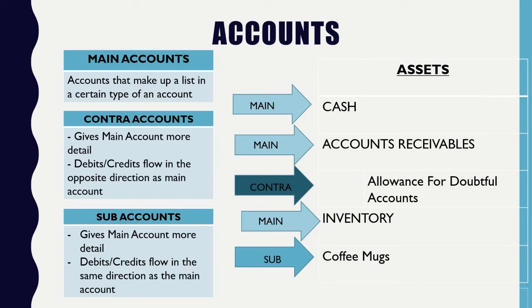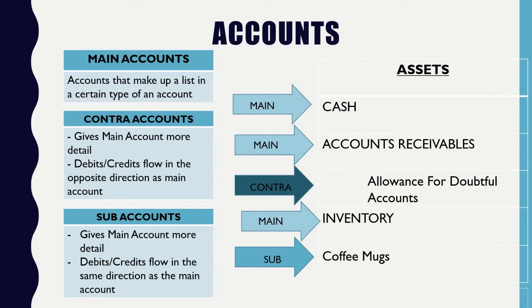So for example, if my accounts receivable, which is money that people owe to me, is increasing with a debit, then my contra account, which is the allowance for doubtful accounts, meaning my customers tell me that they can no longer pay what they owe me, then I have to create a contra account that decreases my main account and it goes in the opposite direction. So therefore, it's a credit balance and it decreases my main account.